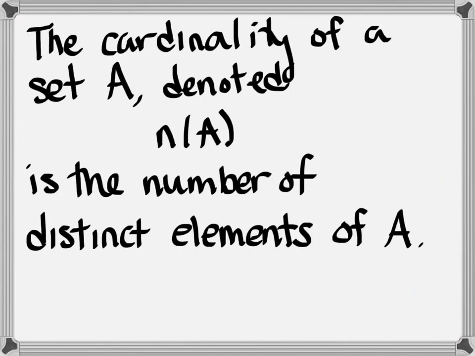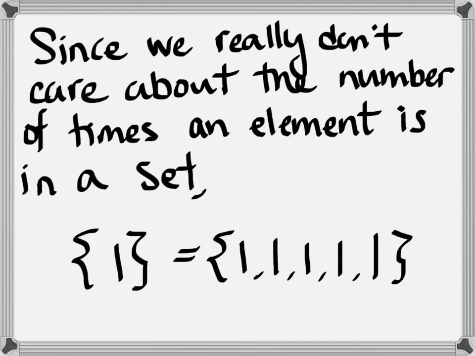Because we're looking at counting the number of elements, this brings up the idea of cardinality. The cardinality of a set, which is denoted n(A), is the number of distinct elements of A. What's important here is that we have the word distinct. So if we go back to the last example where we had the set with one 1 on the left and the set with five 1s, those both have one distinct element, which happens to be 1.